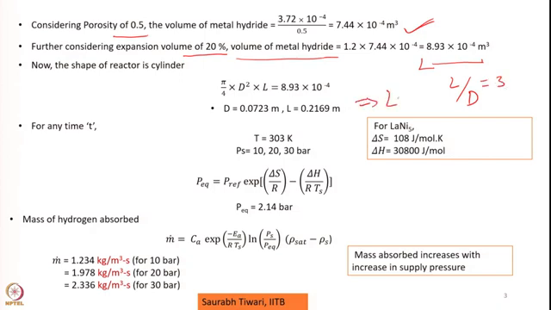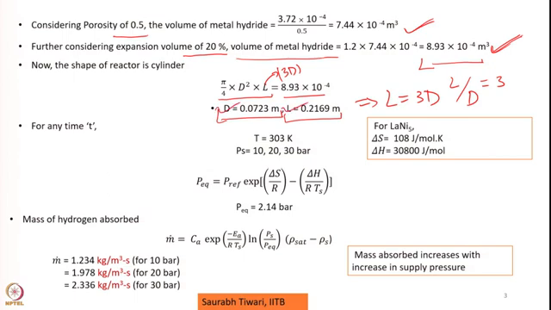So from here we calculate that L is 3 times the diameter. Now from the shape of the cylinder, we are able to calculate that the volume of the cylinder is given by this formula, and this volume needs to be equal to the volume required for the metal hydride reactor. So if we put L as 3D, we have only one variable, diameter, left in this equation. From here we are able to calculate the diameter of the reactor and also the length of the reactor. So now we have the diameter and the length of the reactor.